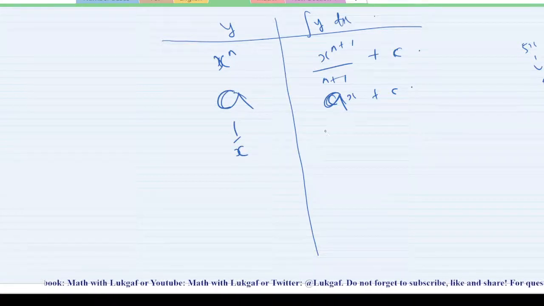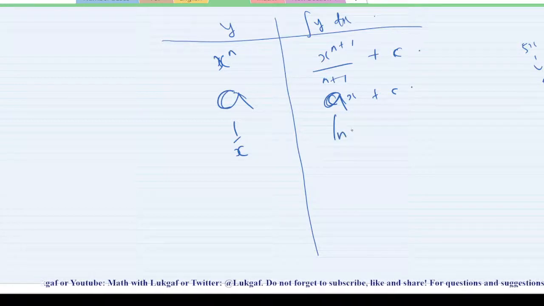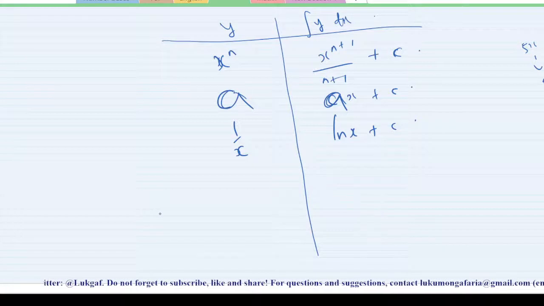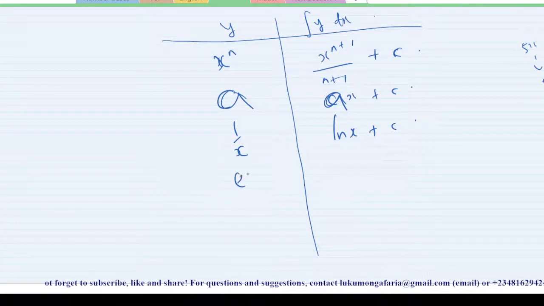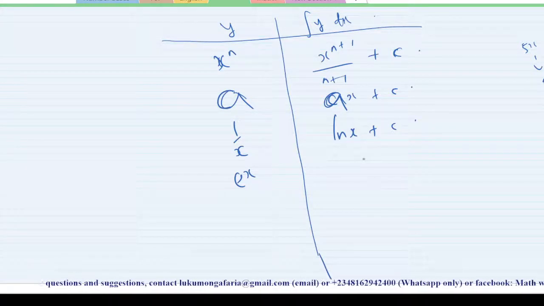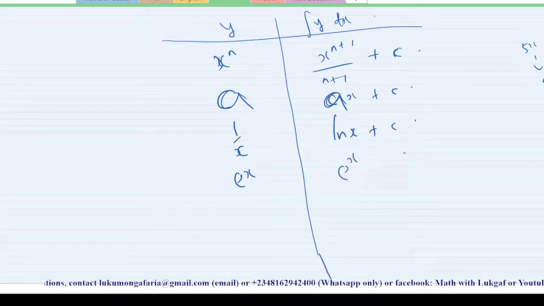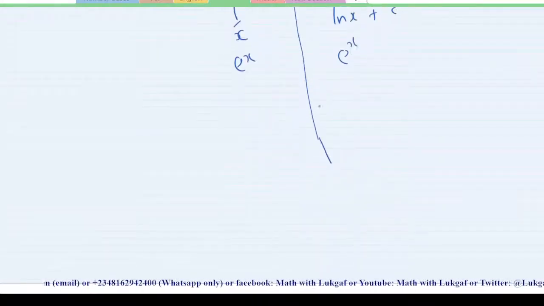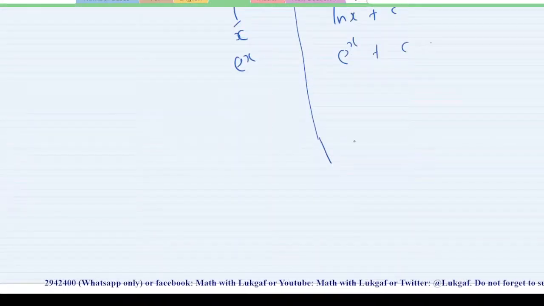You understand? Likewise, what did we differentiate that gave us 1 over x? You know it is ln x. Then the integral of 1 over x is ln x plus c. What did we differentiate that gave us e raised to power x? It's also e raised to power x. Then the integral of e raised to power x is also e raised to power x, but don't forget your constant of integration.